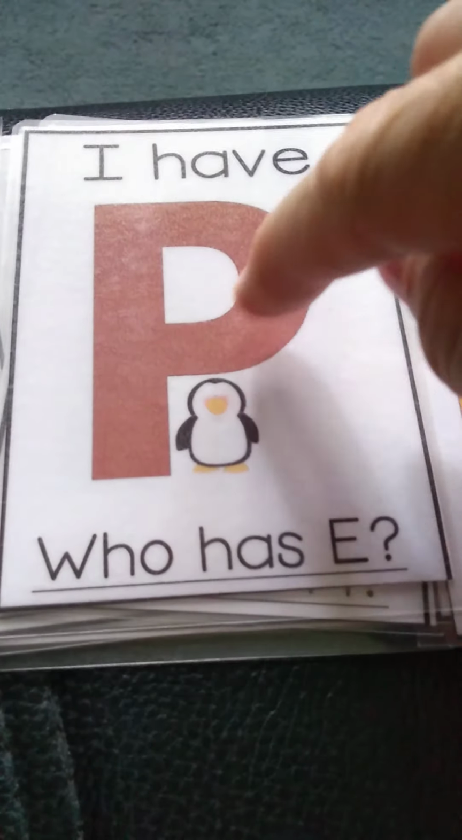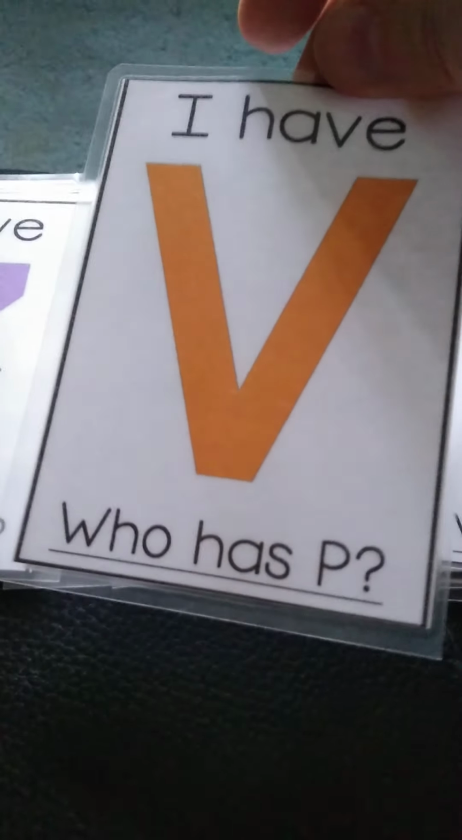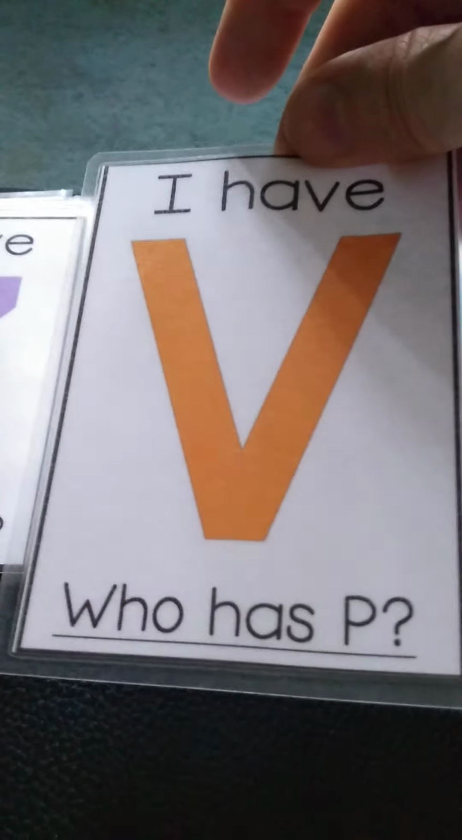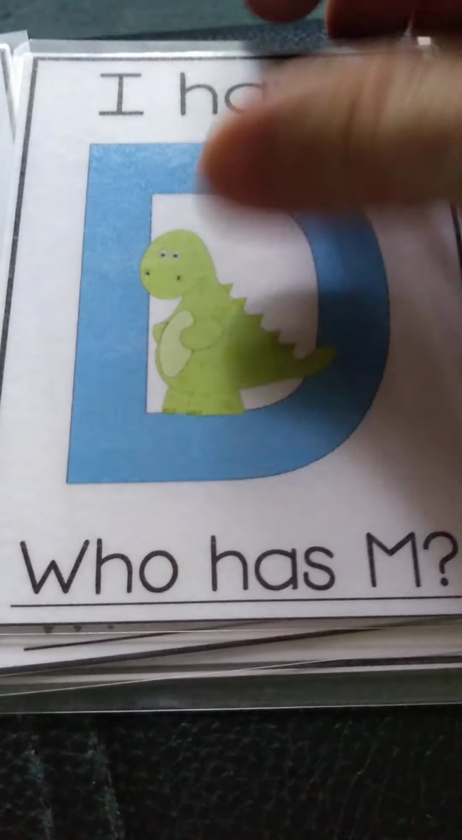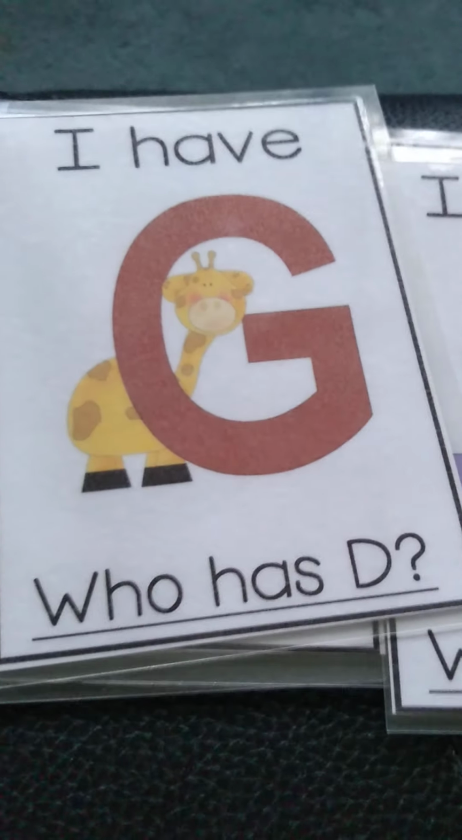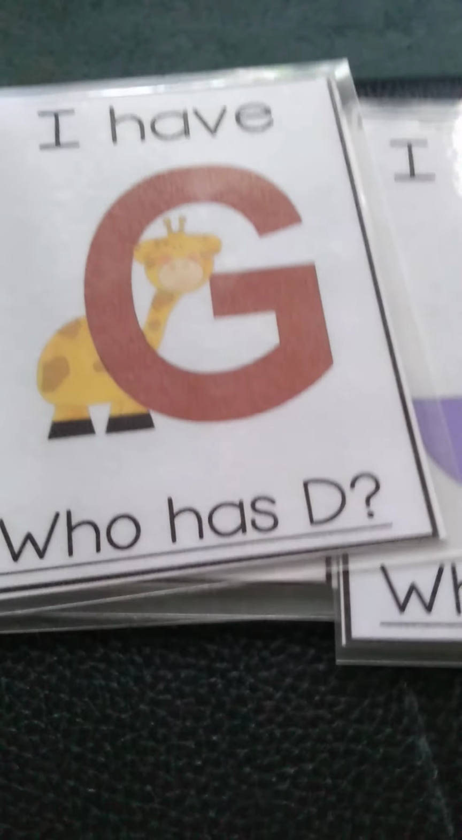Elephant. All right, so like elephant. Penguin. What about V? Violin. Valentine. Violet. No picture on that one. Zebra. Good. Ladybug. Good. Monkey. Dinosaur. All right. I don't like this one. So I don't teach my students this one.